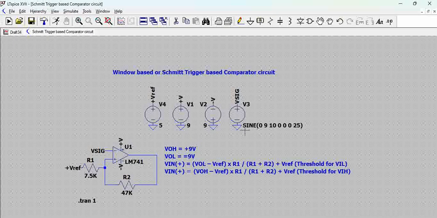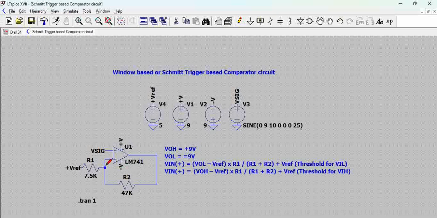That means the signal transitions between two levels, and this is a sinusoidal wave, and this is enough for us to provide input at the non-inverting input to explain the window based, or Schmitt trigger based, comparator circuit. And we are doing this in LTspice, which helps us simulate and get the results. Now that is about the signal.